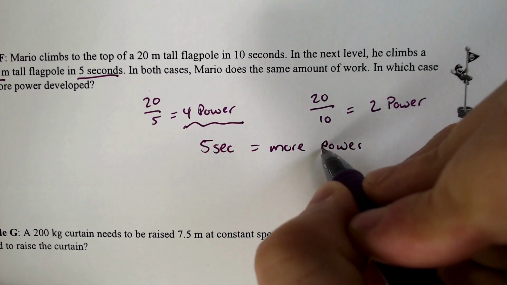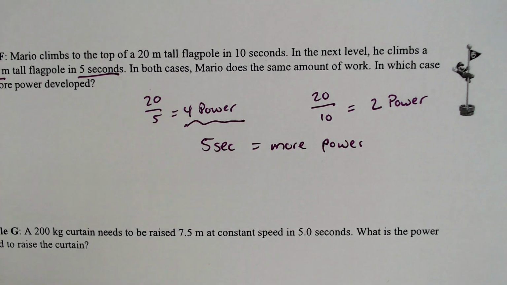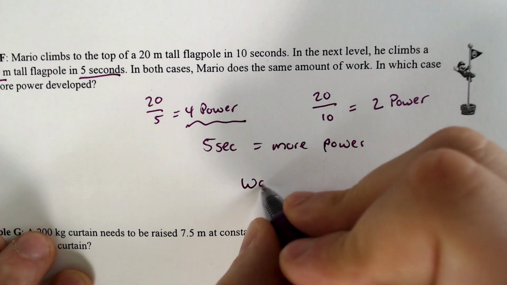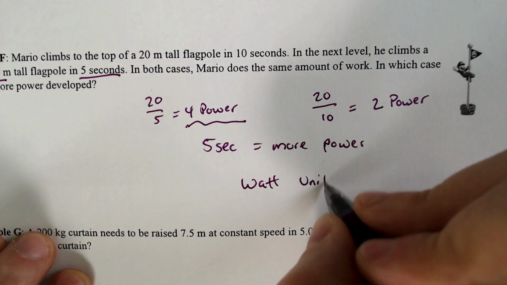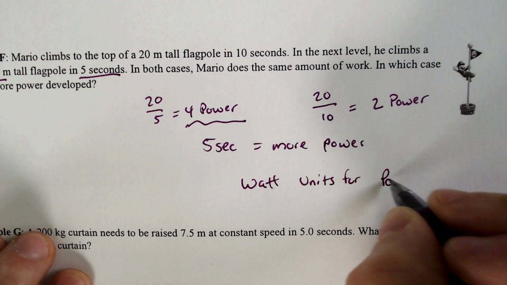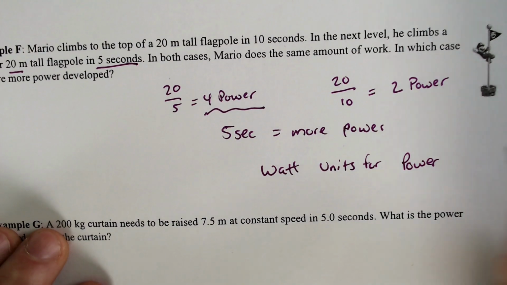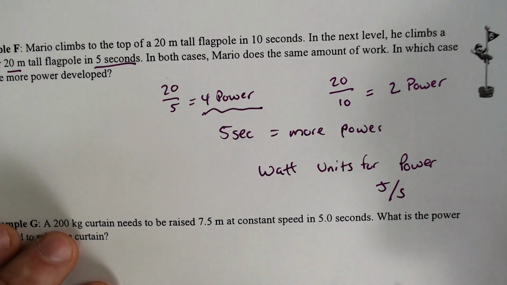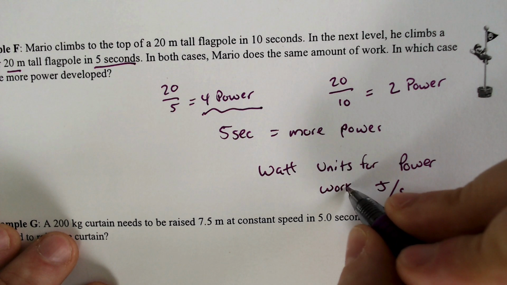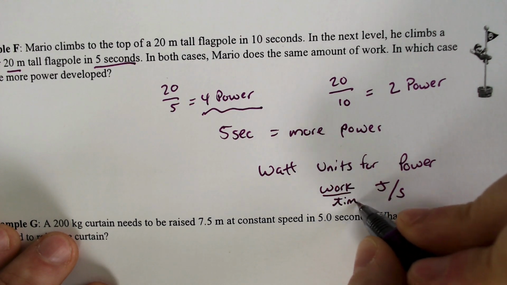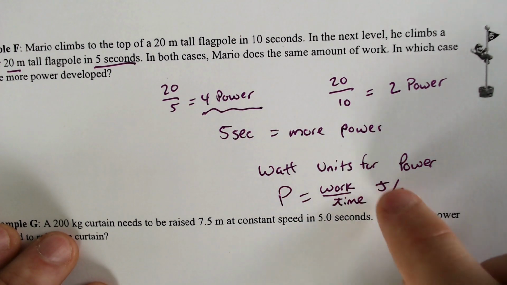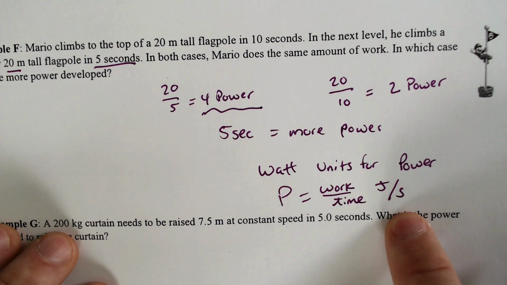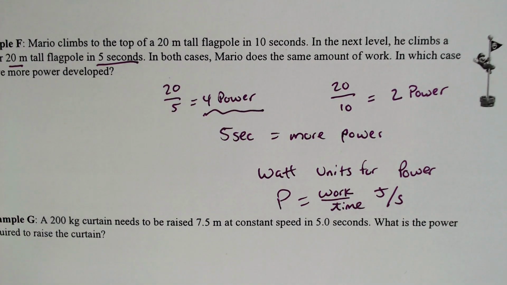The unit for power, while we're talking about this, is known as watts. Watts are the units for power. And if you think of that, it would be joules per second, because, again, work divided by time is equal to power. Work is joules, time is seconds. Joules per second is how much energy you are consuming every second.